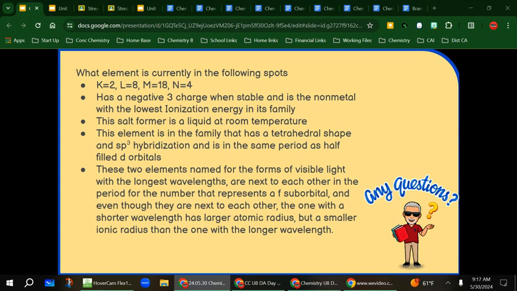So for the last one, if one of them isn't on the list that you gave us, should we go to the next one over? Correct. But those two are on your list. They are. With the lowest wavelength. Longest, not lowest. Oh, longest. Oh yeah. Okay.